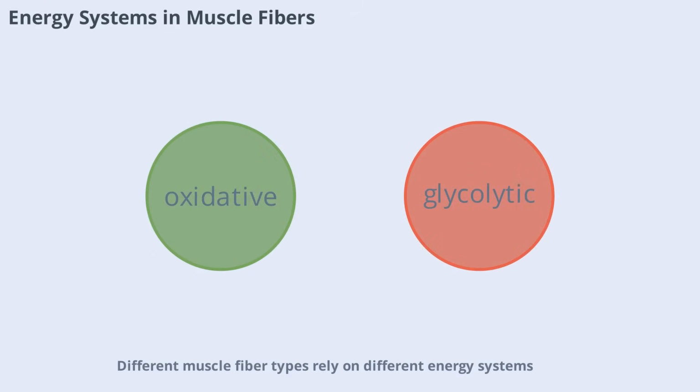Different muscle fiber types rely on different energy systems. Type I fibers use oxidative metabolism, relying on oxygen to produce energy efficiently over long periods. Type IIa fibers can use both oxidative and glycolytic pathways, making them versatile for various activities. Type IIx fibers primarily use glycolytic metabolism, allowing for rapid, powerful contractions but leading to quick fatigue. These energy systems are crucial for understanding muscle performance in different sports and activities.